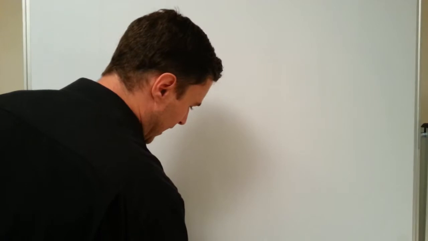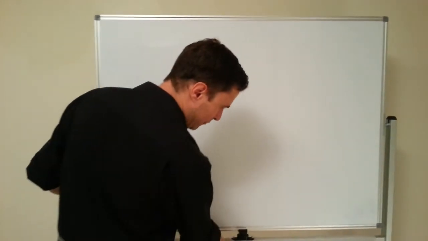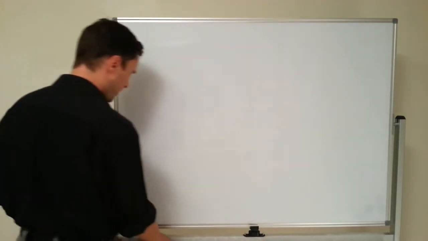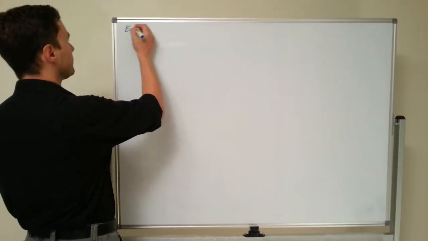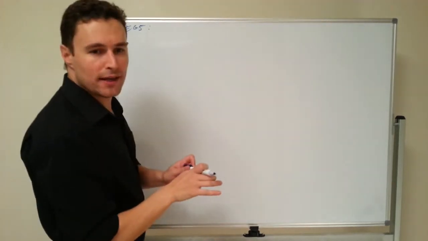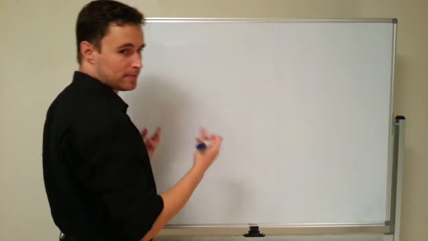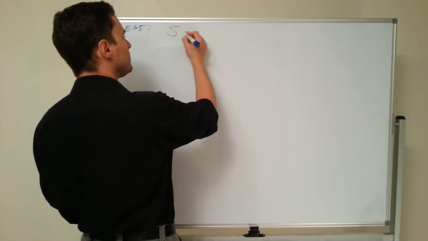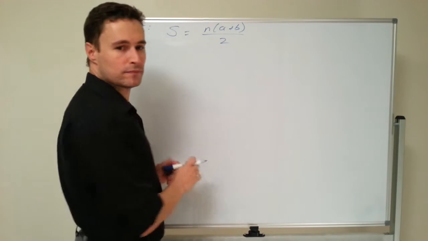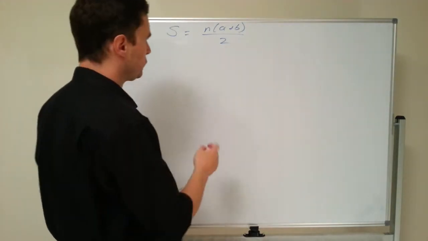Well, the first one isn't that bad. The second one is definitely in the advanced Year 9, Year 10 category. Okay, so let's look at the first example that I've got there, example 5. S equals n times (a plus b) divided by 2. Alright, make b the subject of the formula.